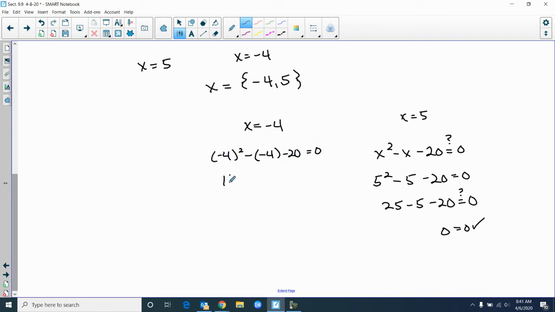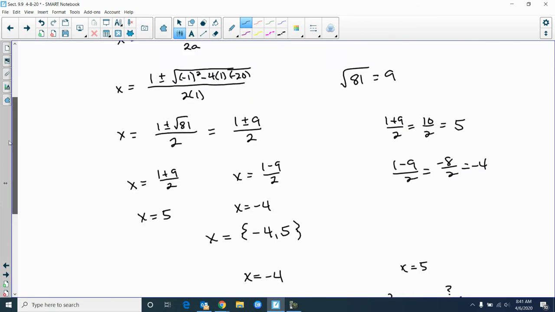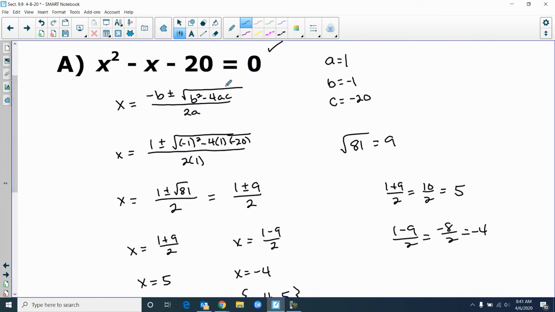Negative 4 squared is positive 16. Minus a negative, remember that's plus. 16 plus 4 is 20. 20 minus 20 is 0. Nothing else will work. Those are the only two numbers that work. You plug in anything else, you won't get back 0. All right, this is how you use a quadratic formula.